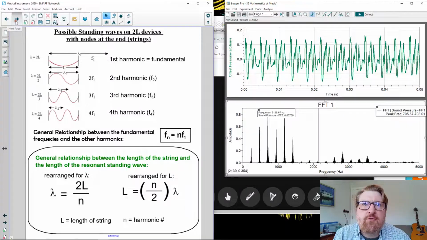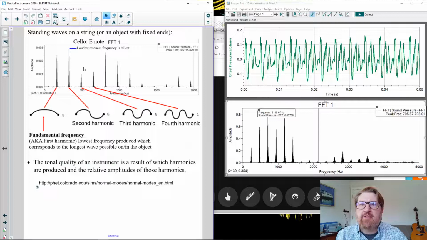If we look in the notes on the next page, you can see that what I've got there is an FFT graph of a cello's E note. And this chart is here to help you understand that the first spike that you see corresponds to the cello string vibrating with one antinode in the middle. That's the fundamental frequency. And on this graph, you can see this is about 500 hertz, 250 is somewhere in the middle, so this is somewhere around 200 hertz.